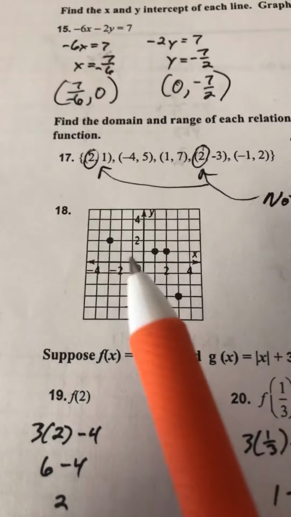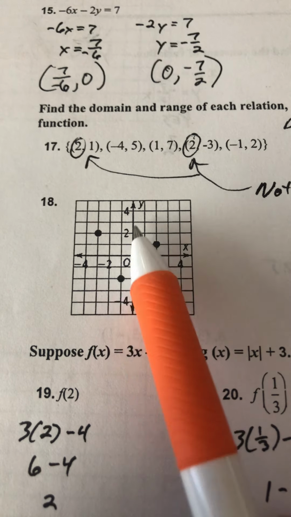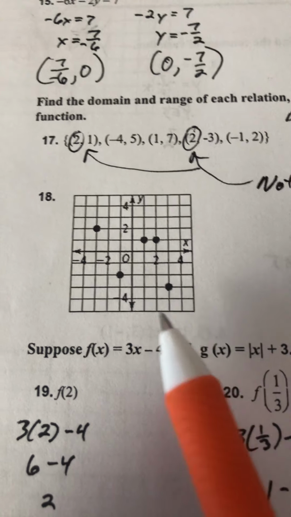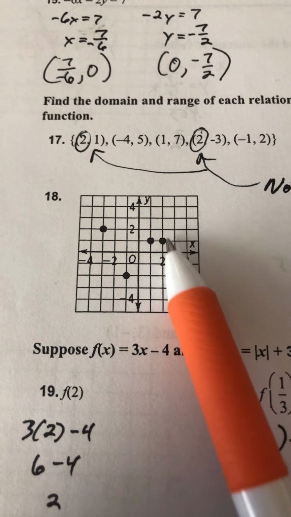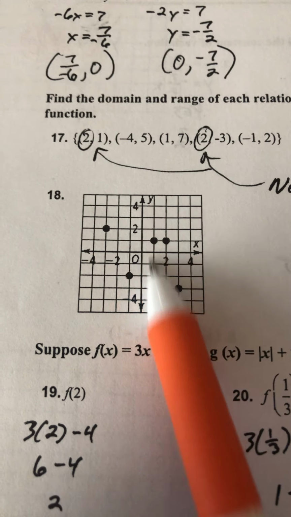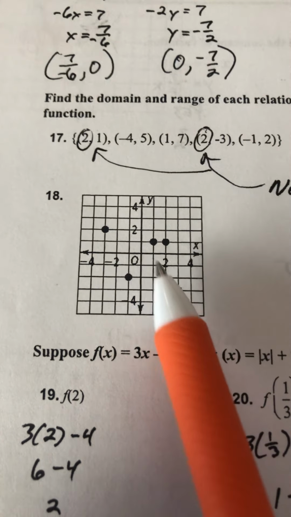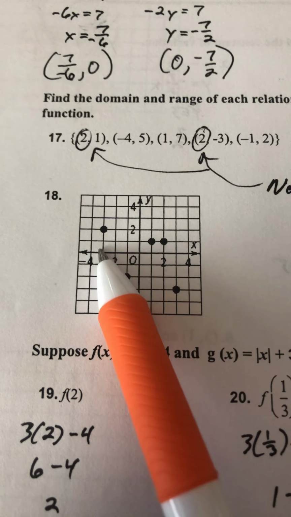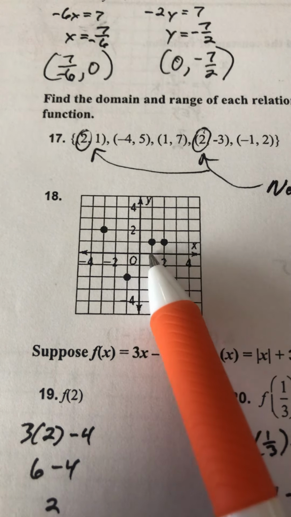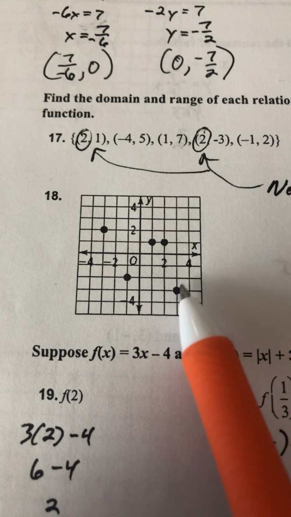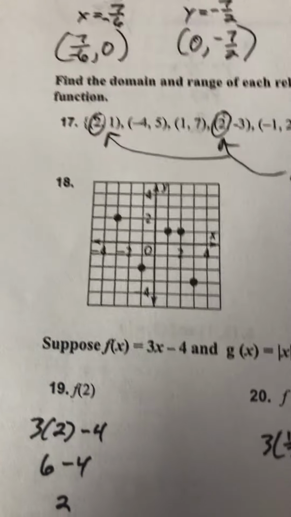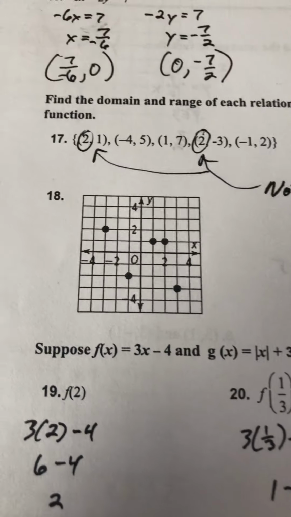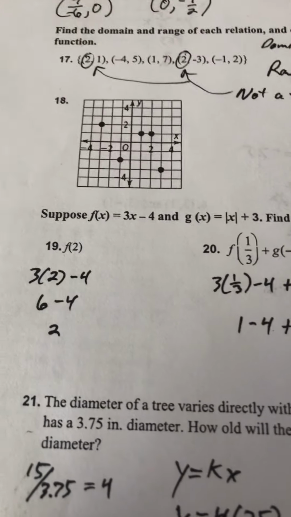You do the same thing for 18. You just have to figure out what these coordinates are. By the way, this would be a function because the vertical line test tells me it is a function. I don't have a repeating x. This x is negative 3, this x is negative 1, this x is 1, this x is 2, this x is 3. So I don't have a repeating x. I don't have points stacked upon each other.